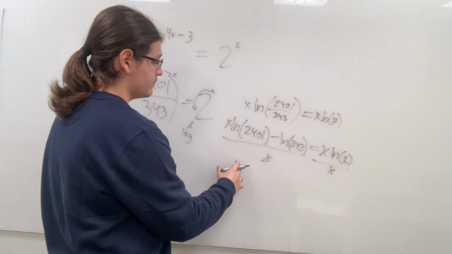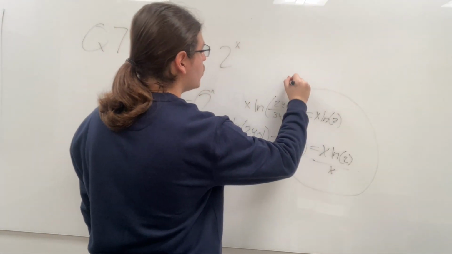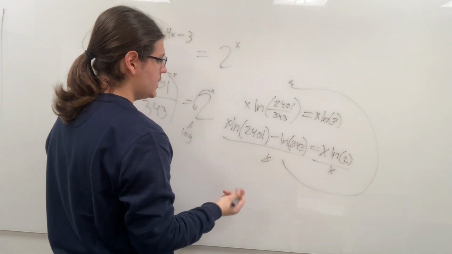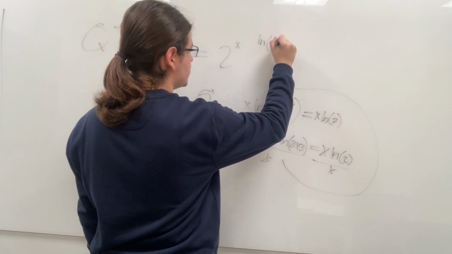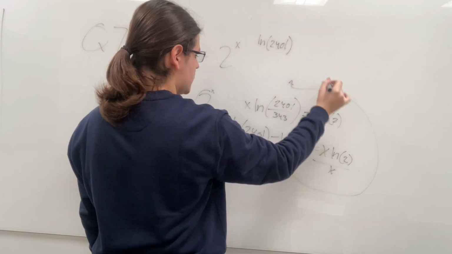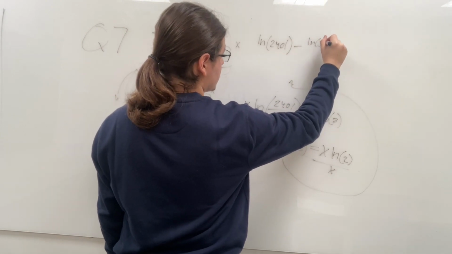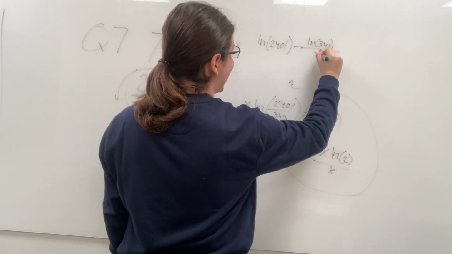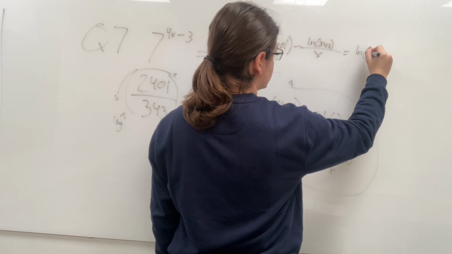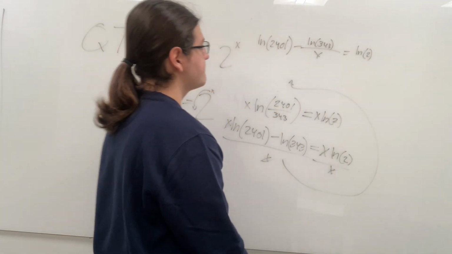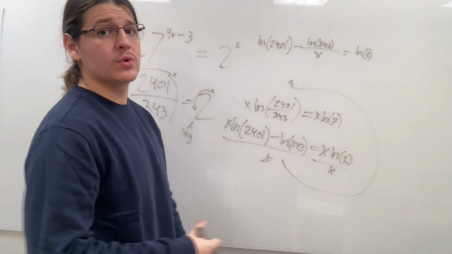What do we do? So this new function, running out of space here, is just going to be ln of 2,401 minus ln 343 over x is equal to ln 2. All right, cool. Now we have this in a way that we can really solve it.